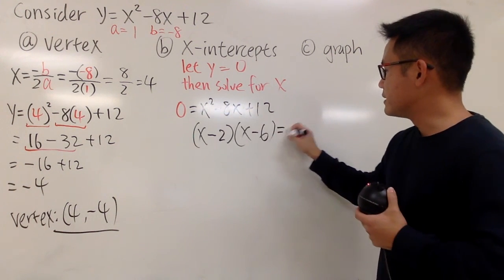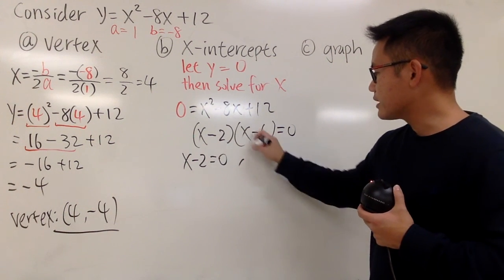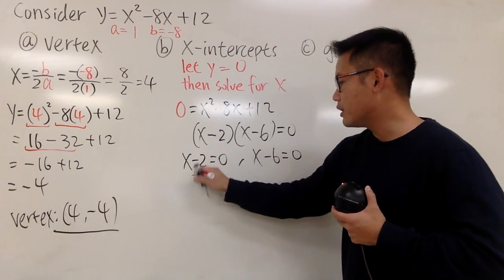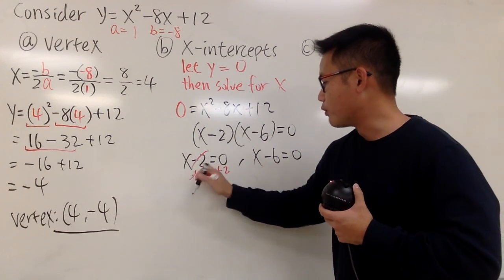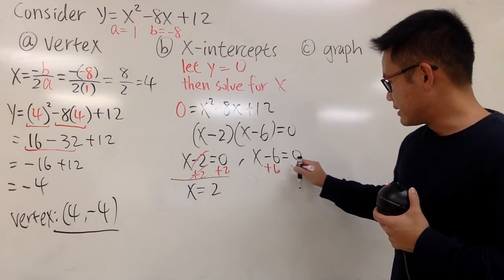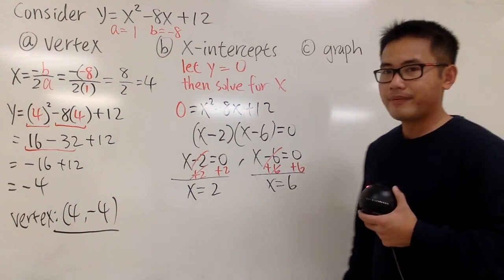And then, of course, we make this equal to 0. We set the first factor, x minus 2, equal to 0. And we also set the second factor, x minus 6, equal to 0. Right here, add the 2 on both sides. x is equal to 2. Right here, we add the 6 on both sides. x is equal to 6.